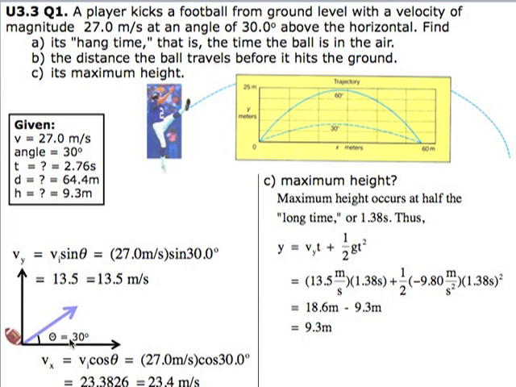So when a ball is kicked at 30 degrees at 27 meters per second, the time the ball is in the air is 2.76 seconds. The distance the ball goes is 64.4 meters, and the maximum height the ball goes is 9.3 meters.